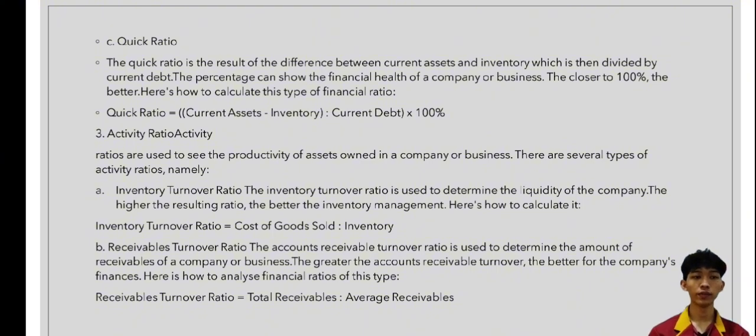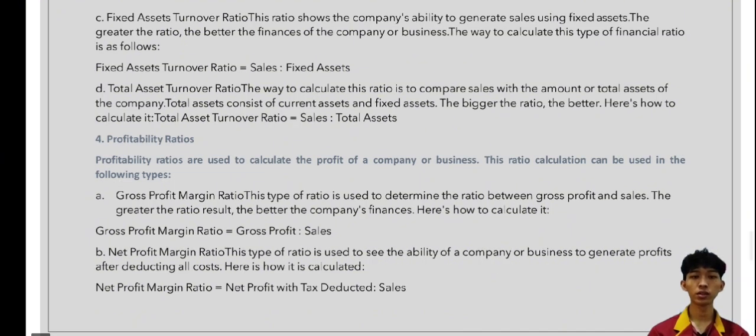Fixed asset turnover ratio. This ratio shows the company's ability to generate sales using fixed asset. The greater the ratio, the better the finance of the company or business. The way to calculate this type of financial ratio is as follows. Fixed asset turnover ratio equals sales over fixed asset.